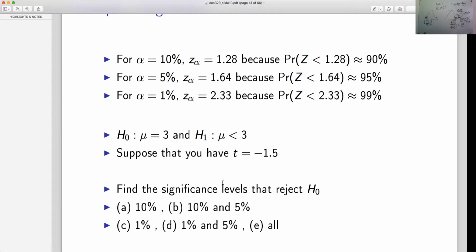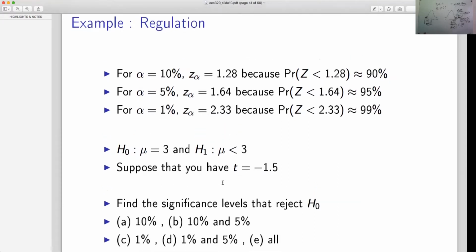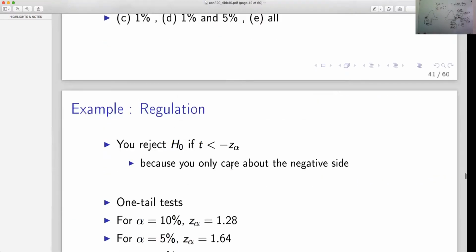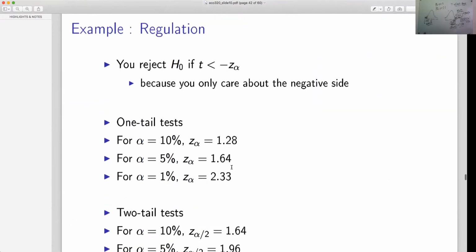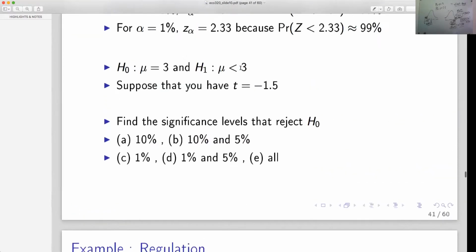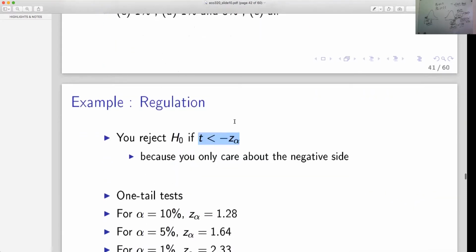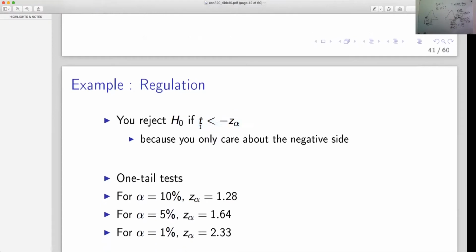Based on this example, find the significance level that rejects the null. Please take your time to answer this one, but I'm going to leave you the answer right away. Suppose that you have a t like that. You reject if t is less than this, right? In the previous chapter, in slide 9, we went over three possible ways of testing the null hypothesis: first was the p-value, second the t-stat, third the critical value. You can use any method, but I'm going to use the second method, the t-value method.